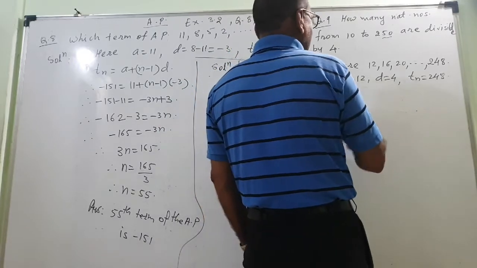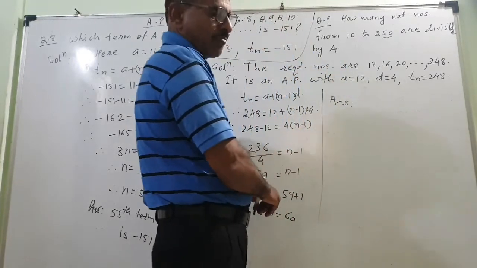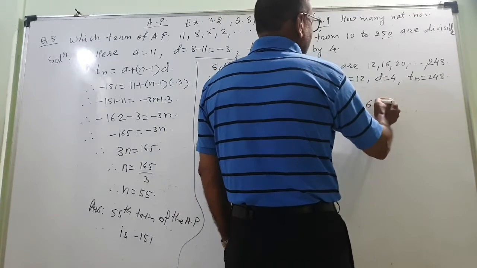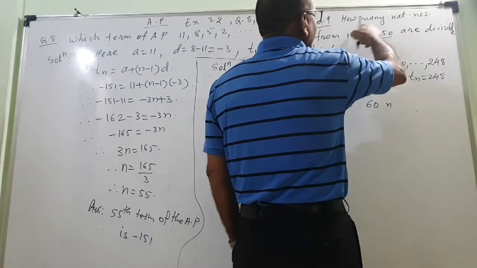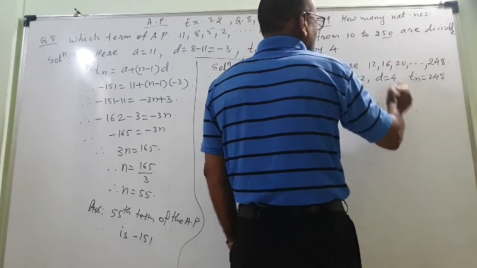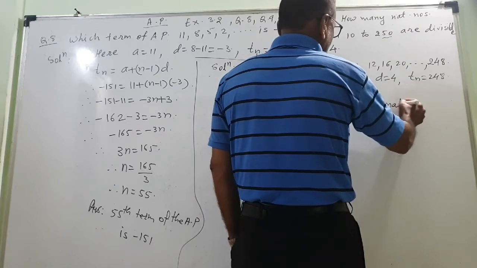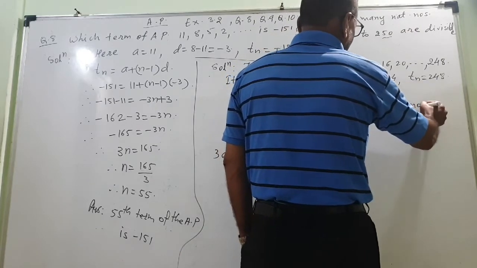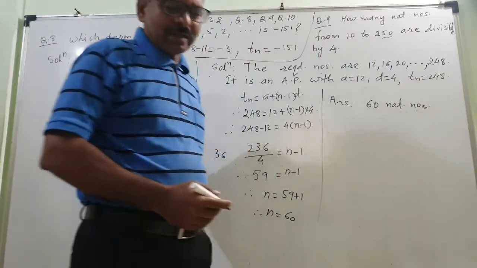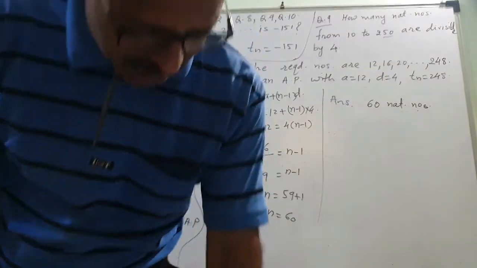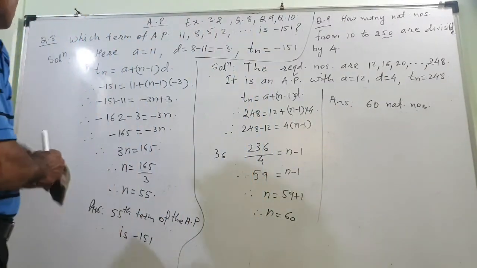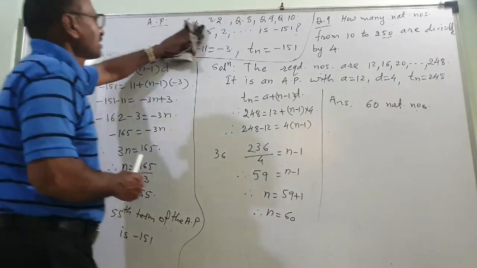there are 60 numbers. How many natural numbers? So 60 natural numbers. I am writing the answer in short. You write in the full statement. Hope that you have understood this.